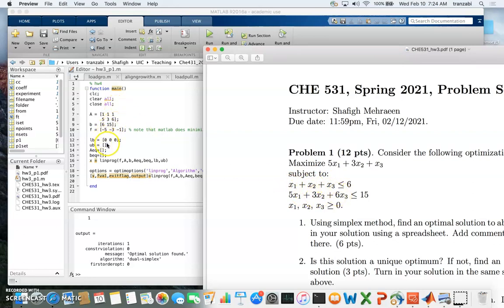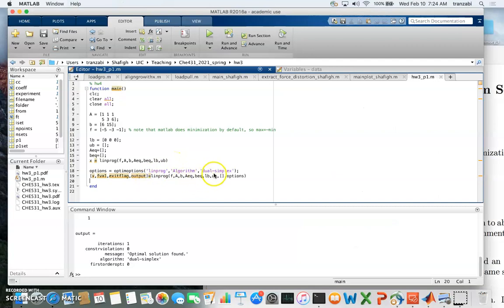Okay, I do not have an upper bound. I only have a lower bound for my variables. The lower bound is just all of them bigger than 0. And there are no equality constraints, so I'm going to put them as a blank matrix. Put them all into the linprog function, and I'm going to use dual simplex.